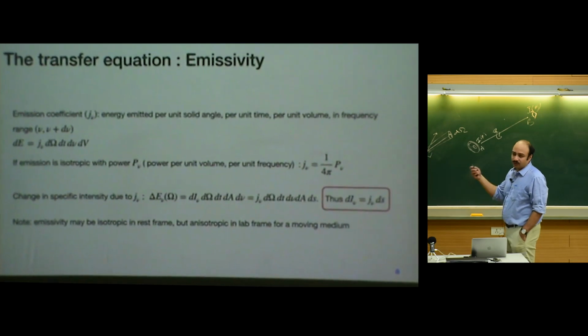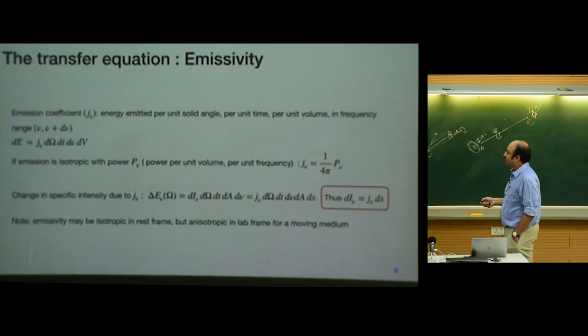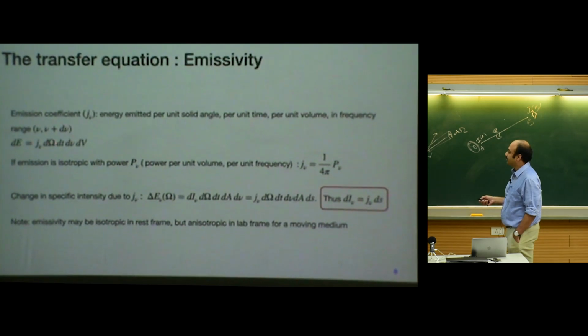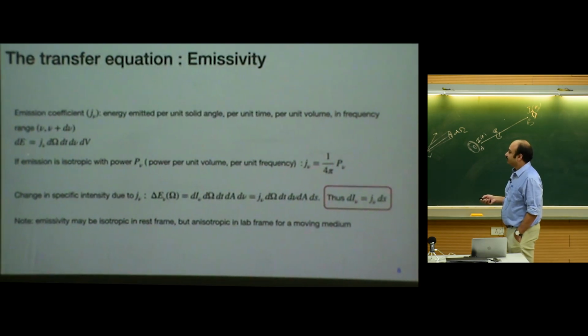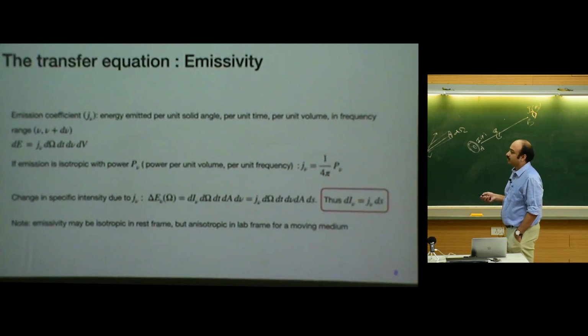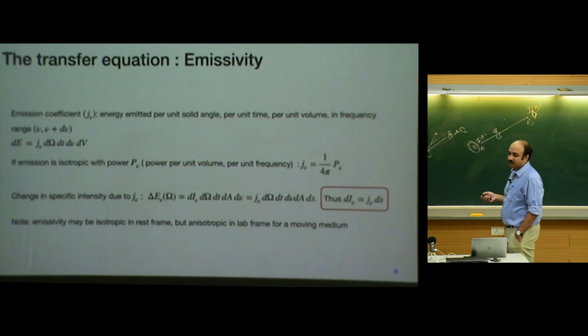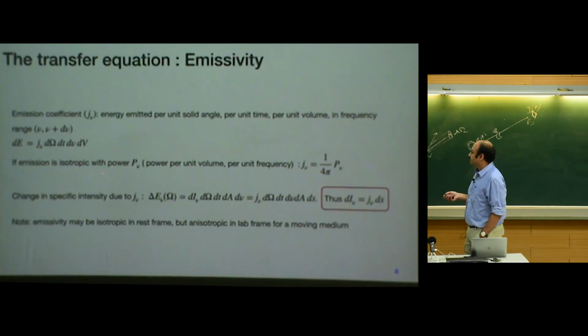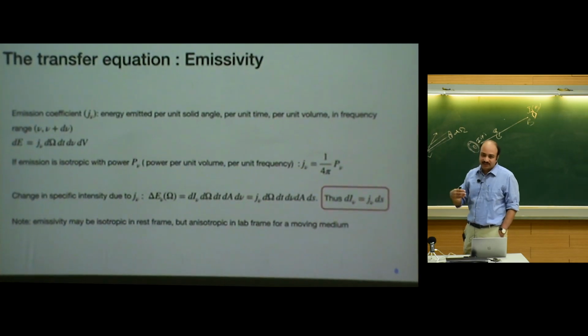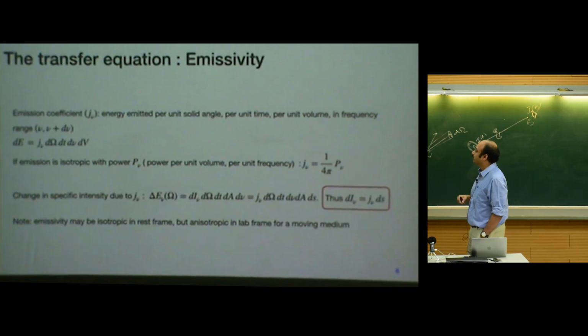So dE, we know its energy is ergs. Then on the right hand side, we have J nu multiplied by solid angle, by time, by frequency, by volume. So J nu would be ergs per steradian, per unit time, per unit frequency, per centimeter cube. Okay, and if the source is isotropic, that is, you compute it from some other mechanisms, and I'll go to the mechanisms for how you do it.